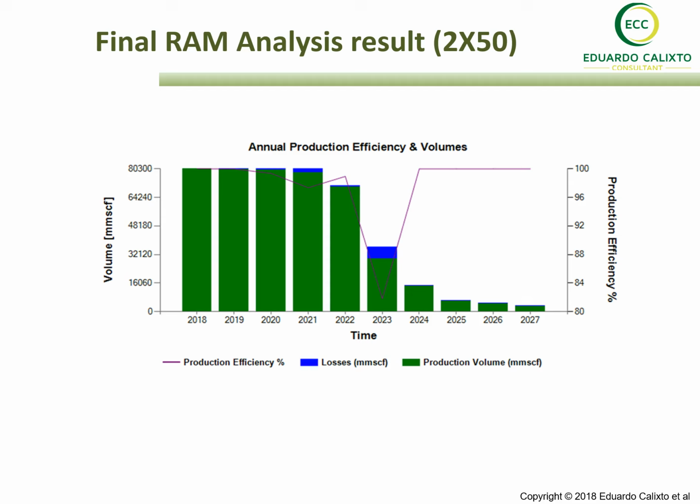Another important aspect is to see the annual production efficiency performance. We can see in the beginning we have very high performance. I can have some losses here, and then a very interesting point: after the 5th year, the production of the well goes very low. So I have overcapacity here.